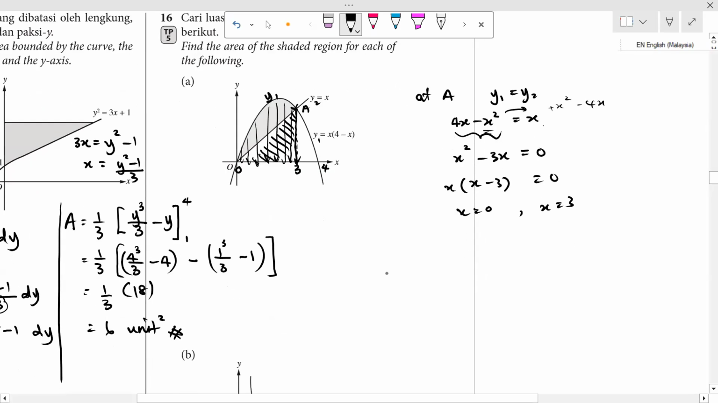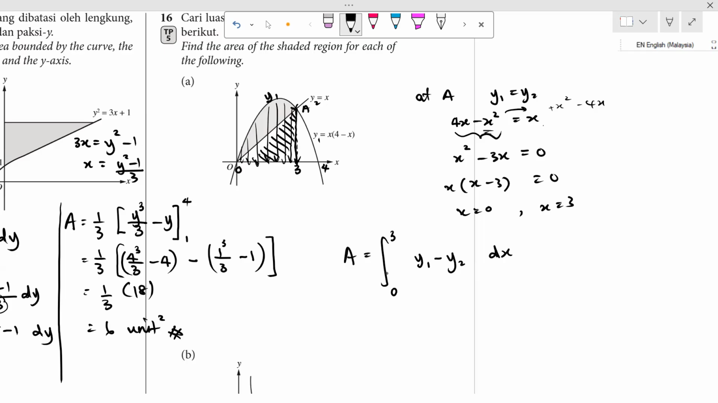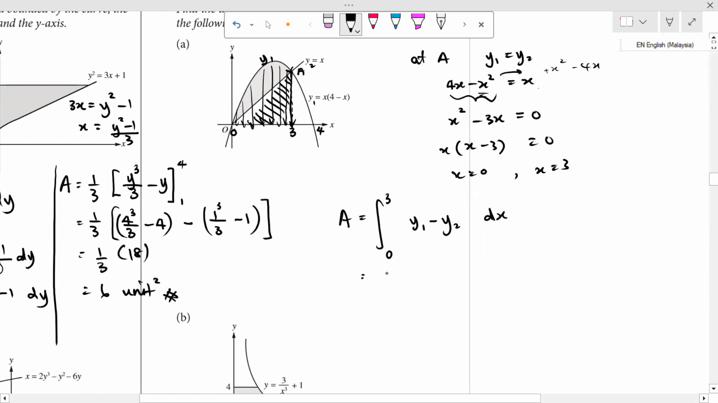Okay, now our area of shaded region will be from 0 to 3. You shall take the y1 minus the y2 with respect to the x-axis. No need to do separately, just combine the function. So what is y1? y1 is 4x minus x squared. And what is y2? y2 is x, so minus x dx.